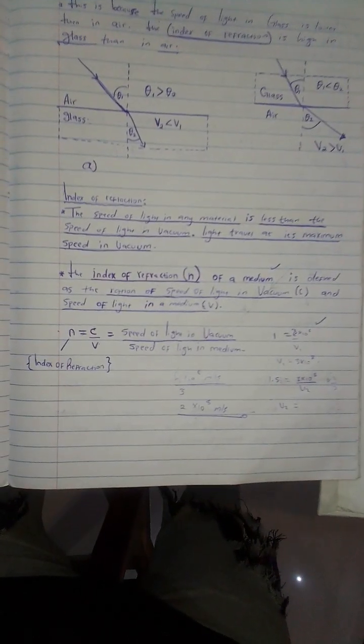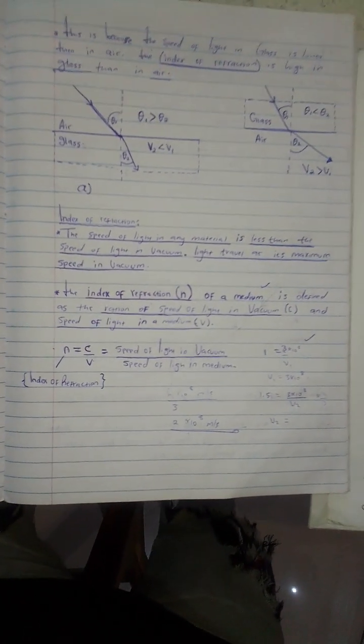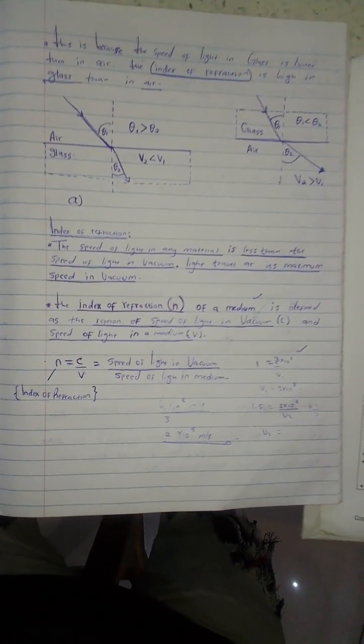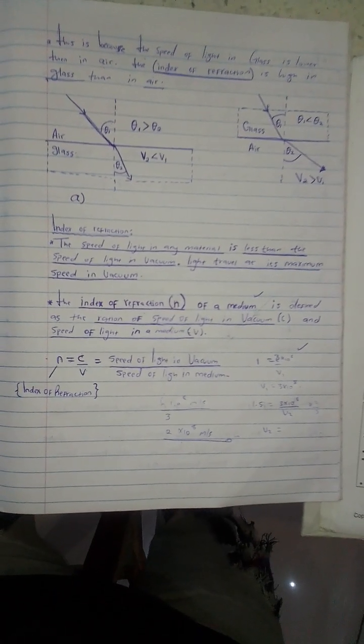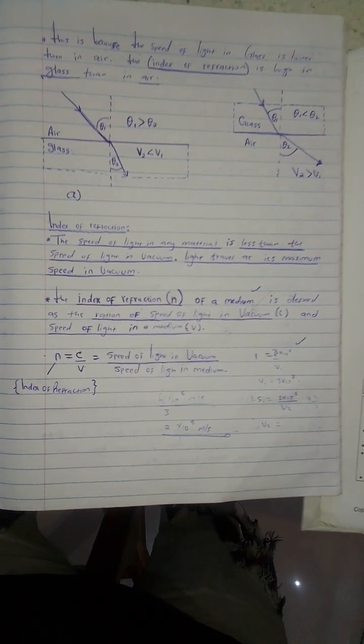As we can see, we have the equation n equals c over v. n is the index of refraction, c is the speed of light in a vacuum, and v is the speed of light in the medium.